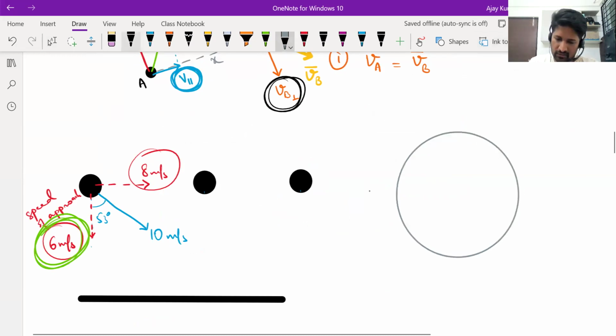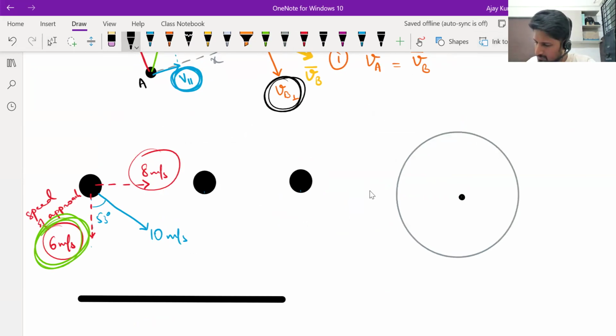okay, when an object moves along the circle, let's say there's one particle at the center, call it A, another particle on the boundary, call it B. Without the distance between them changing also, they can move. But if they have to move, their relative velocity has to be perpendicular to the line joining them. And if that relative velocity is there, the line joining them will rotate.